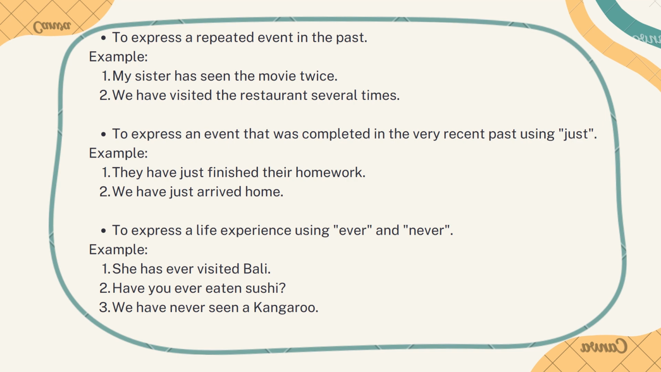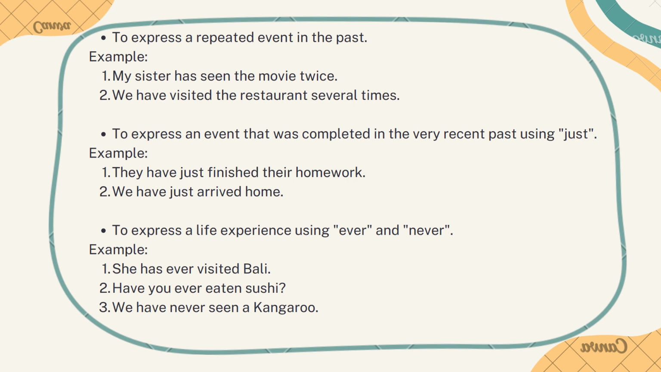And let's take a look at the second example. Have you ever eaten sushi? The person tries to find out the life experience of someone else, whether or not she or he has ever eaten sushi. Now, the third example. We have never seen a kangaroo. That's also expressing a life experience.